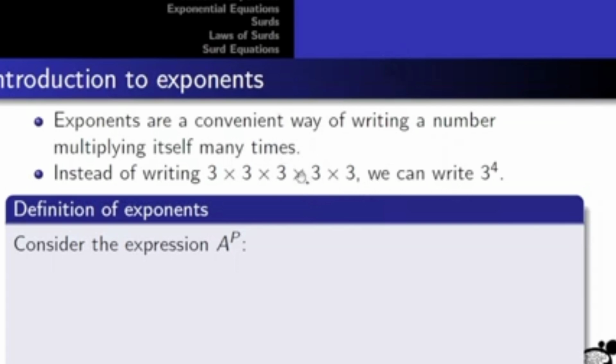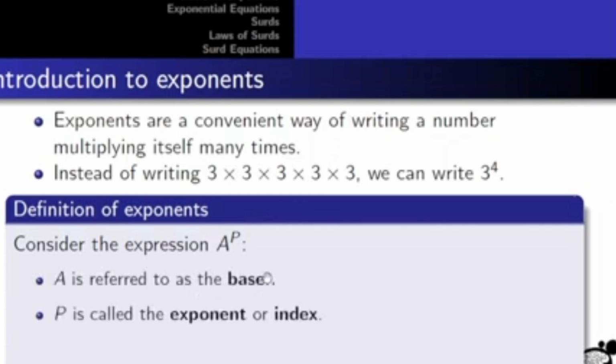It is a convenient or easy way to write a number that multiplies itself many times, as for example 3 times 3 times 3 times 3. So let's go to the expression. In a to the power p, a is the base and p is the exponent or the index. The whole thing, a to the power p, is called the power.